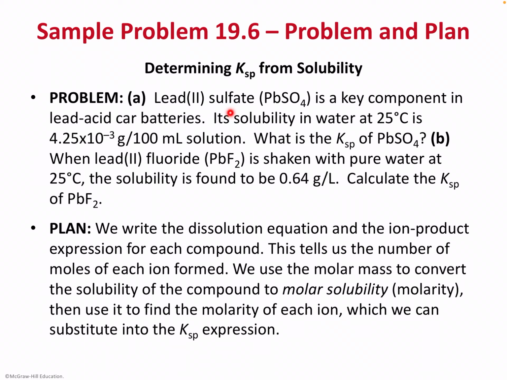Let's first look at the first one, lead sulfate. 4.25 into 10 to the negative 3 grams per 100 milliliter solution. If you want to convert grams to moles, what do we need to do? We need to know the molar mass of lead sulfate. 1 mole of lead sulfate would be the molar mass of lead sulfate. And this is given for 100 milliliter solution, and we need to change it to 1000 milliliter solution. We have to do this to make it molarity.